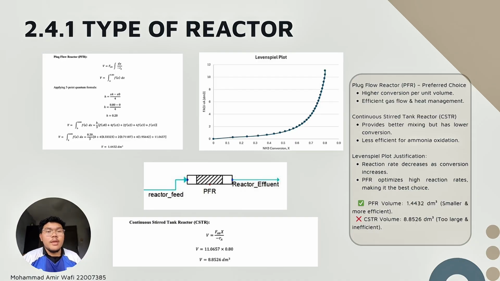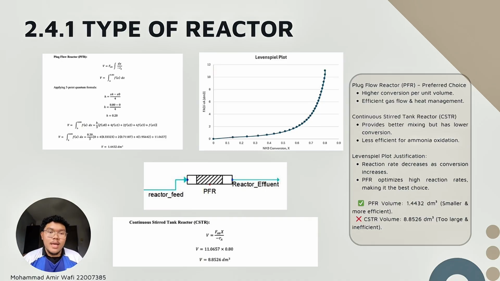So we compare two reactor types, which are plug flow reactor (PFR) and continuous stirred tank reactor (CSTR). The PFR was chosen because it provides higher conversion efficiency per unit volume and better heat management for the highly exothermic reaction. While a CSTR offers better mixing, it requires a much larger volume, making it less efficient.